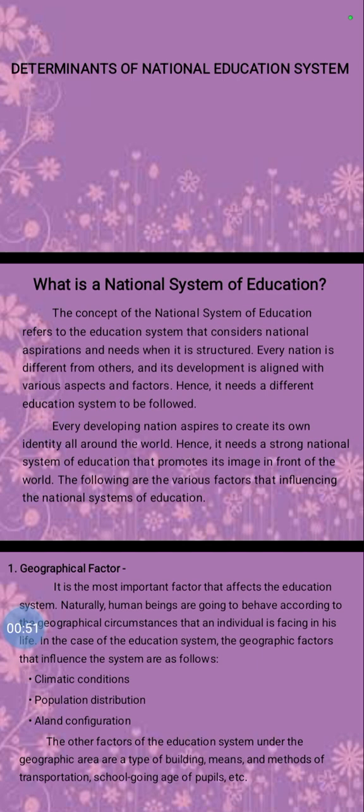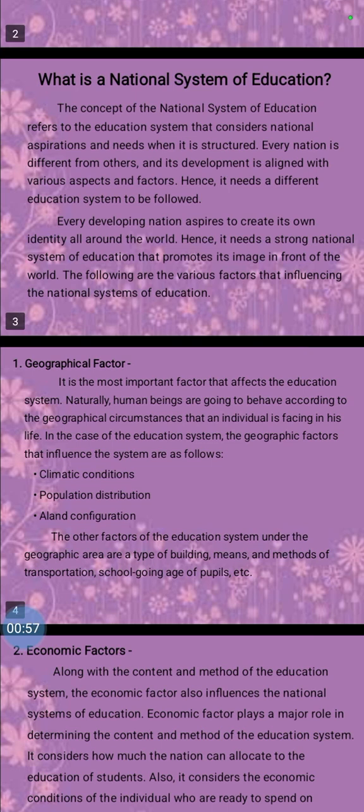The following are the various factors that influence the national systems of education. First one, geographical factor. It is the most important factor that affects the education system. Naturally, human beings are going to behave according to the geographical circumstances that an individual is facing in his life.